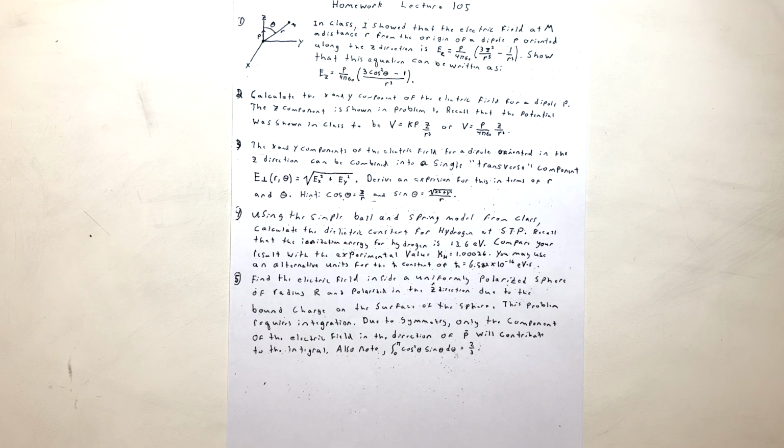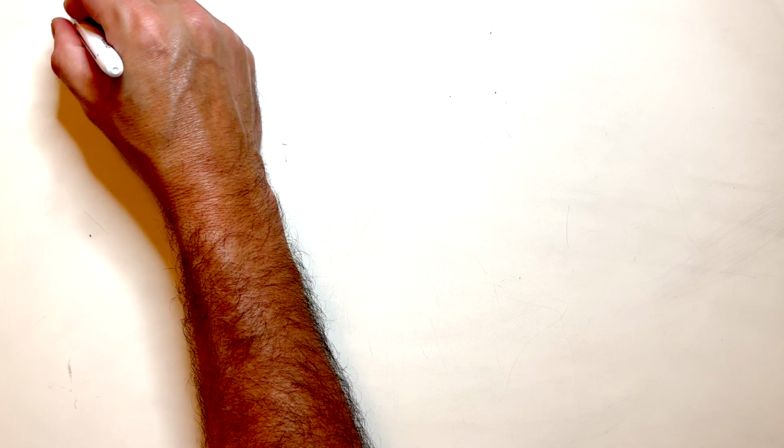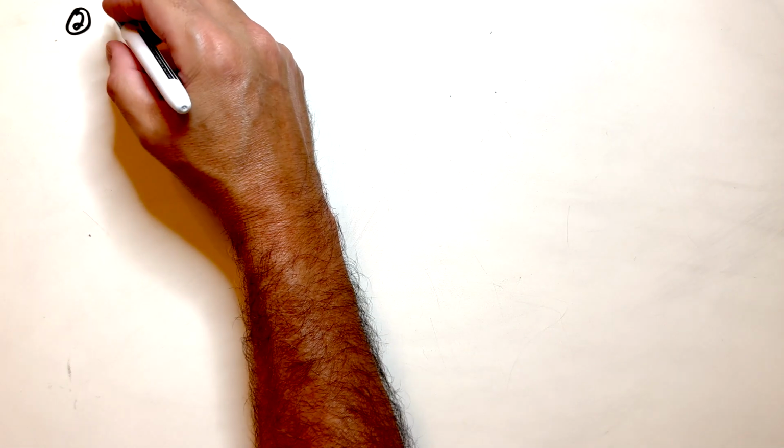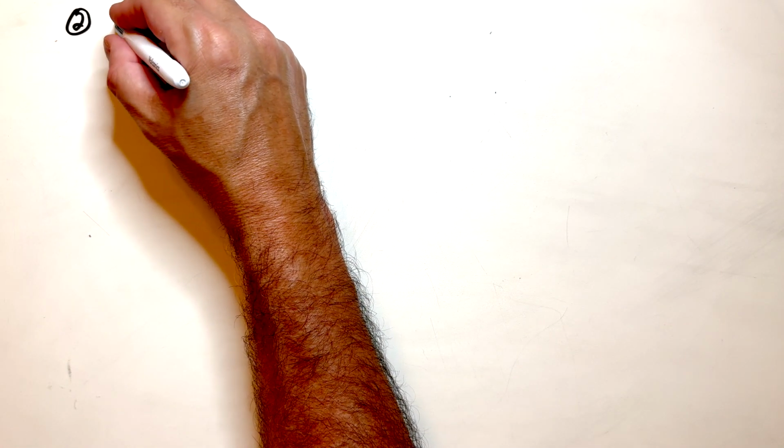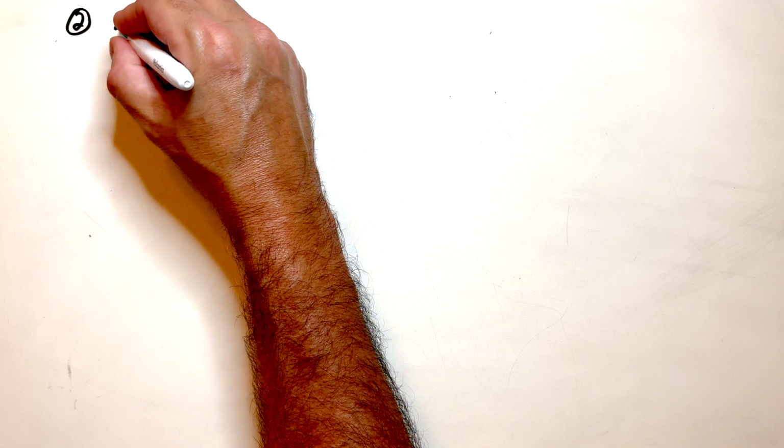Okay, number 2. Calculate the x and y component of the electric field for a dipole p. The z component is shown in problem 1. Recall that the potential was shown in class to be V equals kappa p z over r cubed, or p over 4 pi epsilon naught times z over r cubed. Okay, so I did the harder component in class, and I saved the easier components for the homework. We'll only need to do one of these, and you'll see why in just a minute. So let's do the x component.